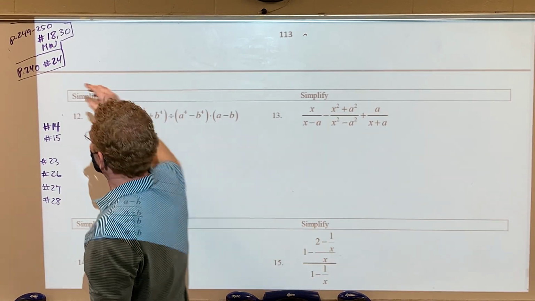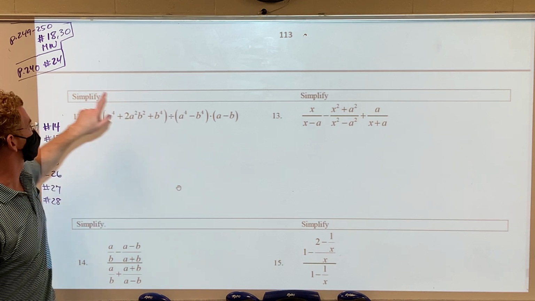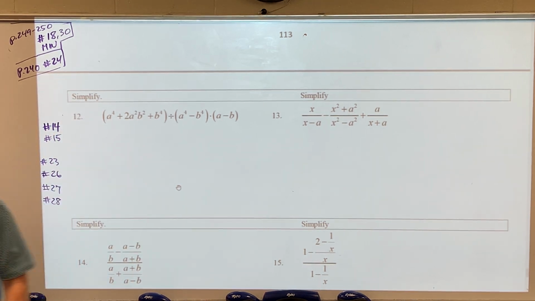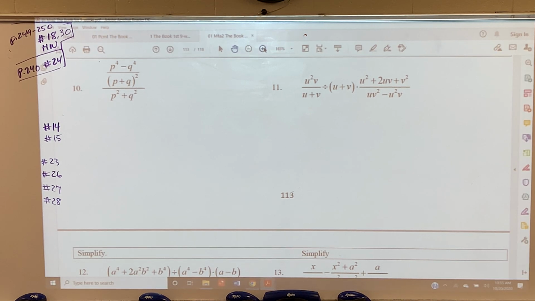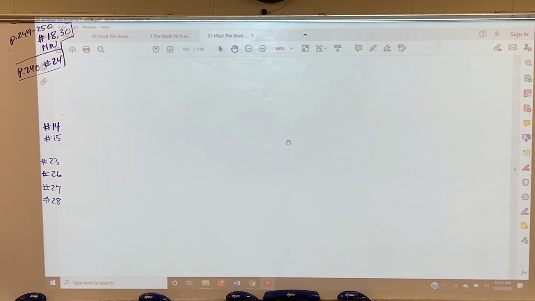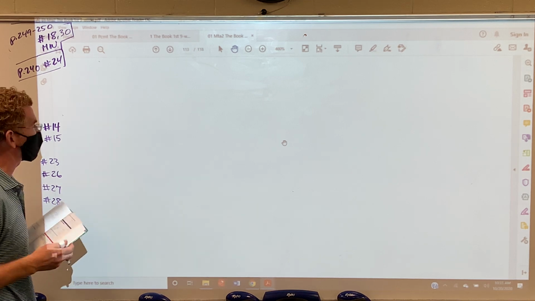So we're starting off with a couple homework problems on page 240, number 24. Give me a little bit of space. Okay, so on 240, number 24, it's pretty ugly looking, but this is totally a question I would ask on a test.